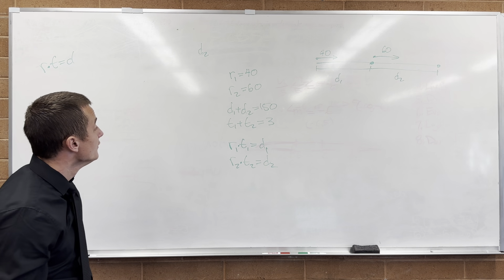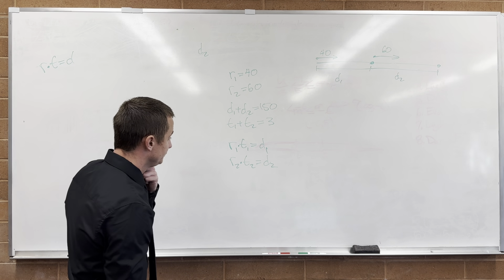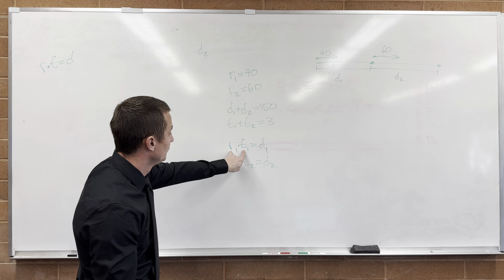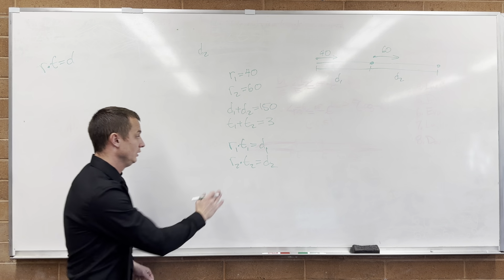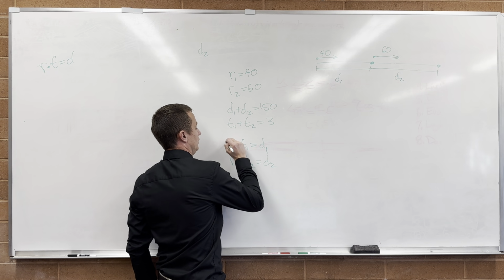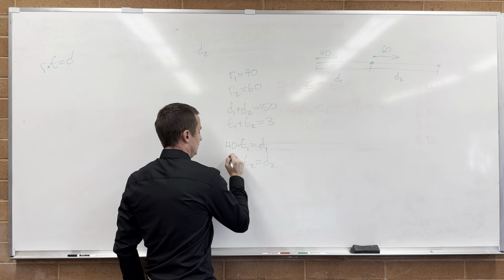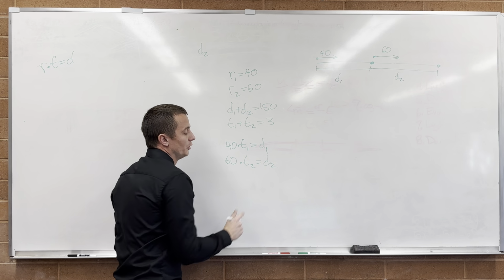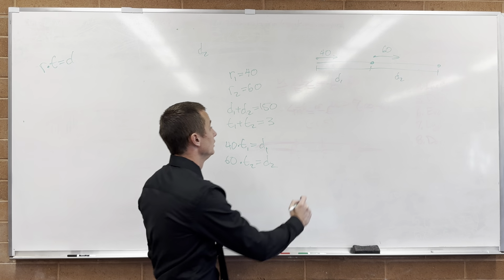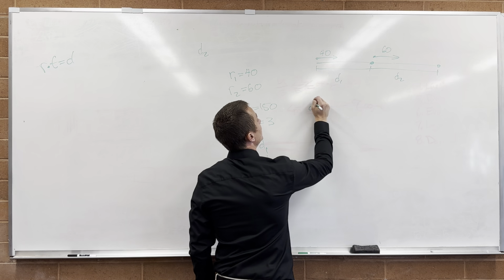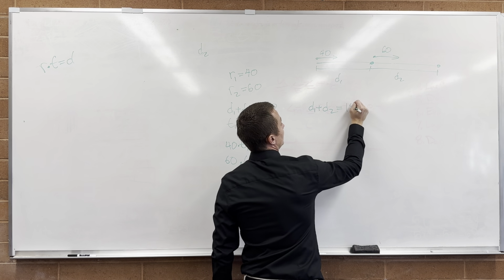Now plugging in the values that we know, our first rate is, what's our first rate? 40. And our second rate is 60. Now I don't know what D1 is, I don't know what D2 is, but I know what D1 plus D2 is. So D1 plus D2 is equal to 150, right?